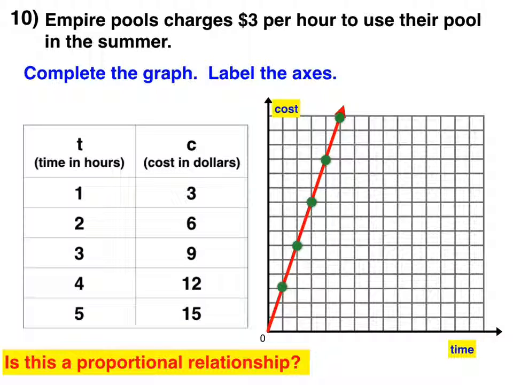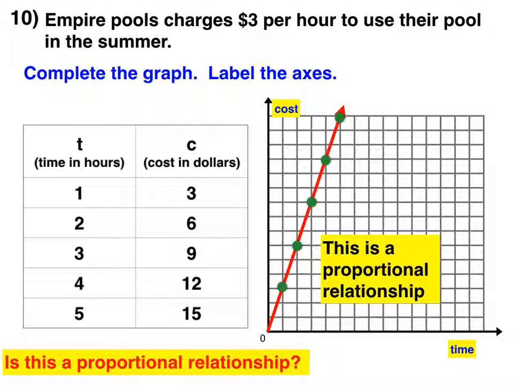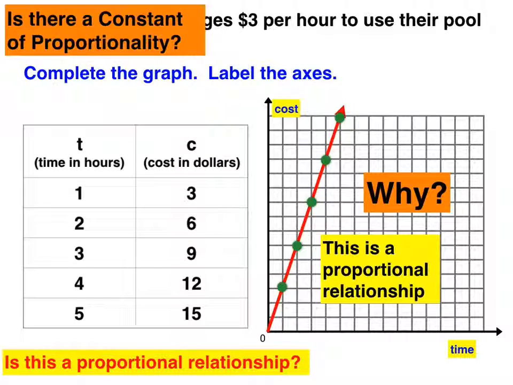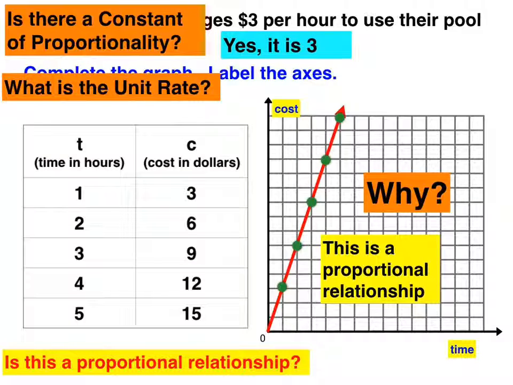And it's going through the origin because this pool place, when you walk in and you don't swim yet, they don't charge you. So that's 0.0. If there was an initial fee, that means you walk in and you already paid money. So this is proportional. If there was a 0 on your table, it would be $0. So it would be 0.0. What's the constant? What is it? 3. What's the unit rate? $3 per hour. Very good.